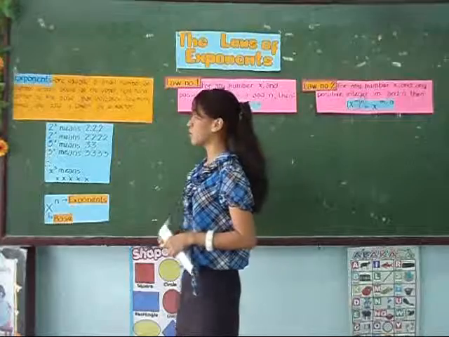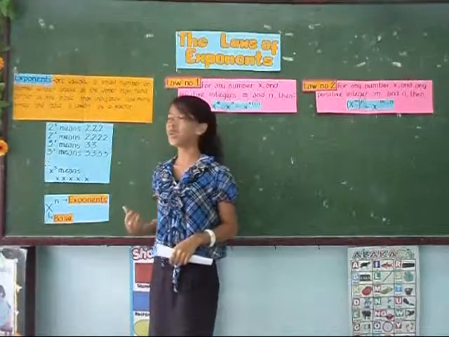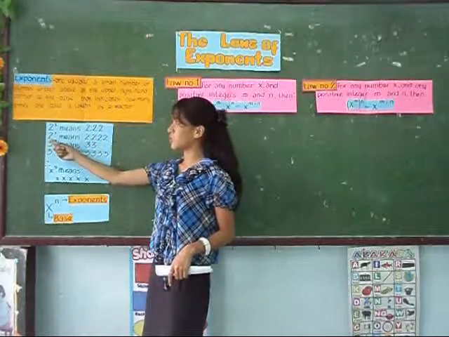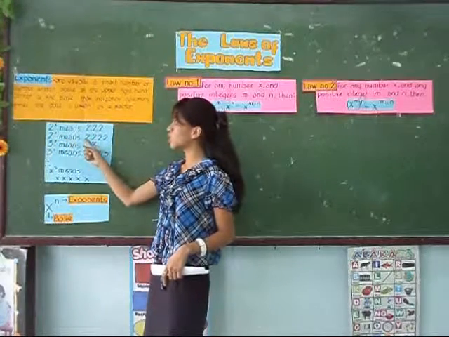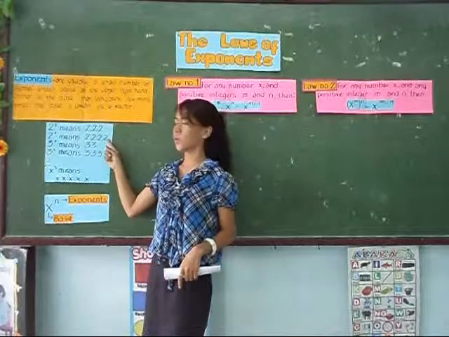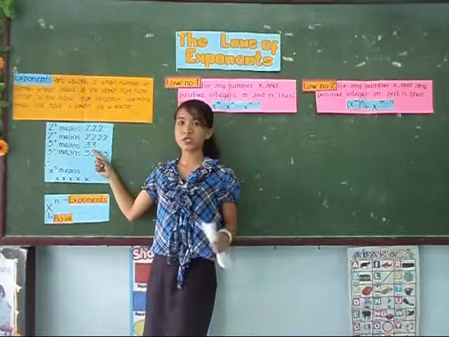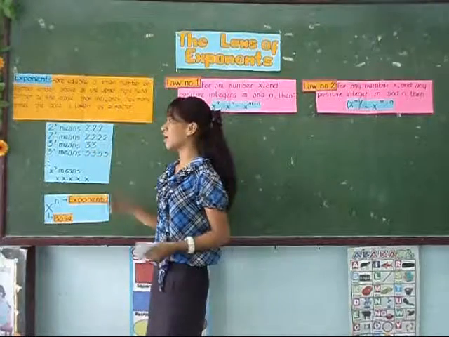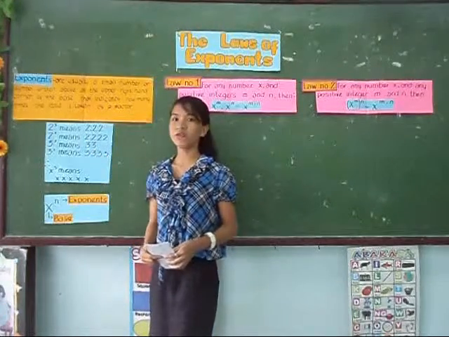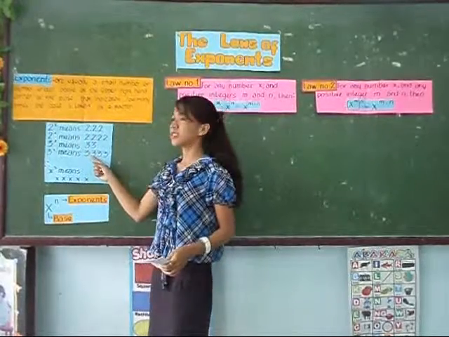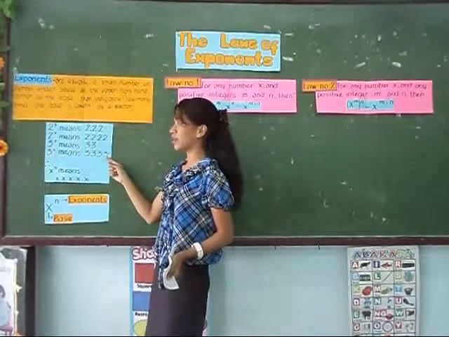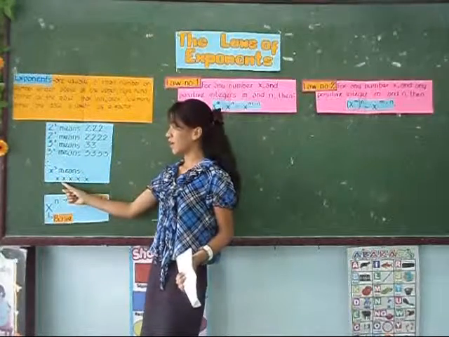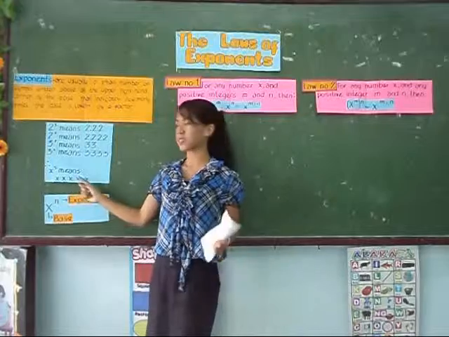We have the first example, 2 to the power of 3 means 2 times 2 times 2. Another example is 2 to the power of 4 means 2 times 2 times 2 times 2. Next example, 3 to the power of 2 means 3 times 3. Last example, 3 to the power of 4 means 3 times 3 times 3 times 3. Therefore, x to the power of 5 means x times x times x times x times x.